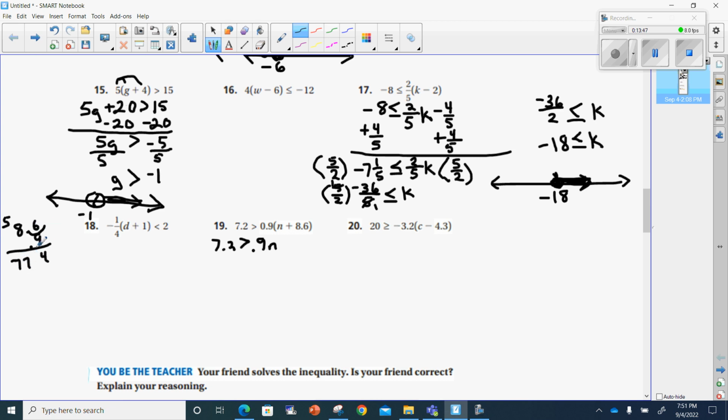And then we got 1, 2. So this is going to be a 7.74. So plus 7.74. All right, I'm going to have to minus 7.74 to get rid of it.